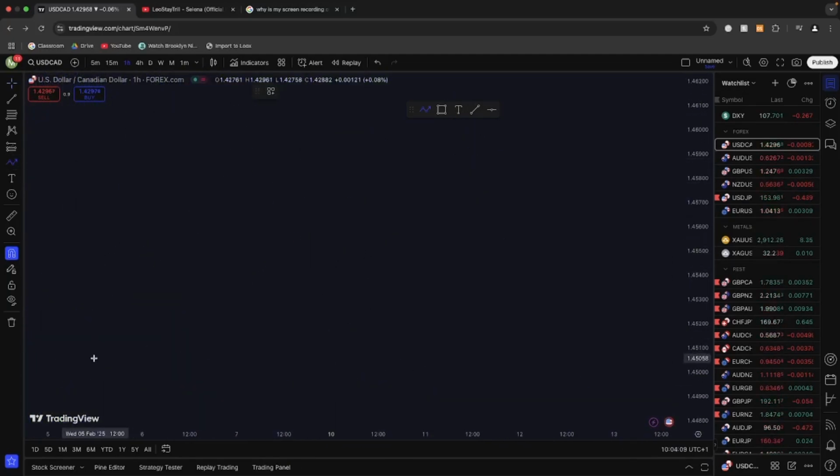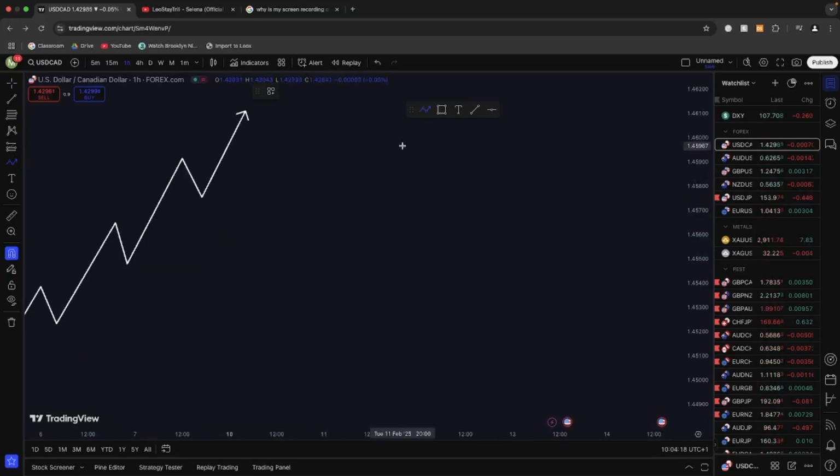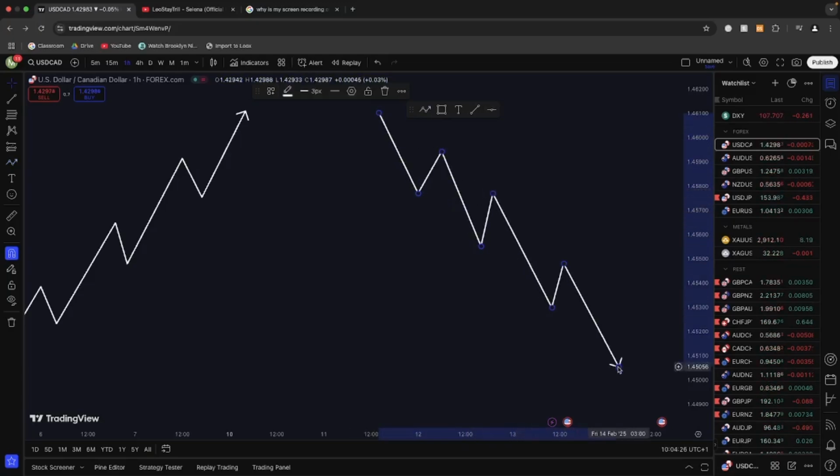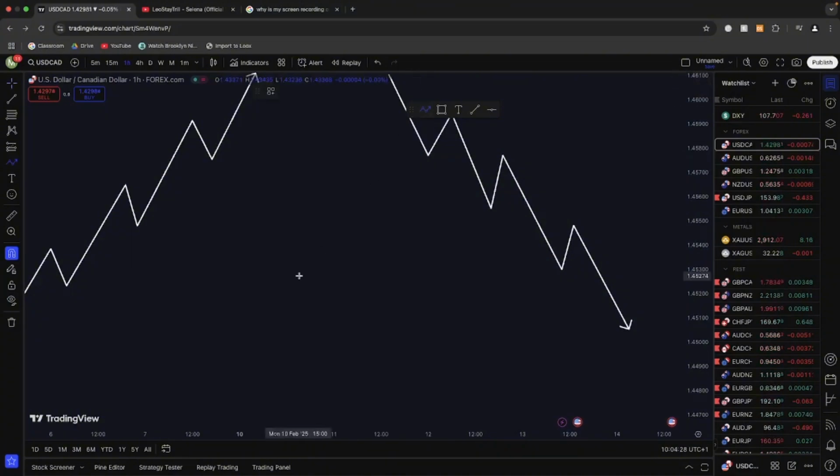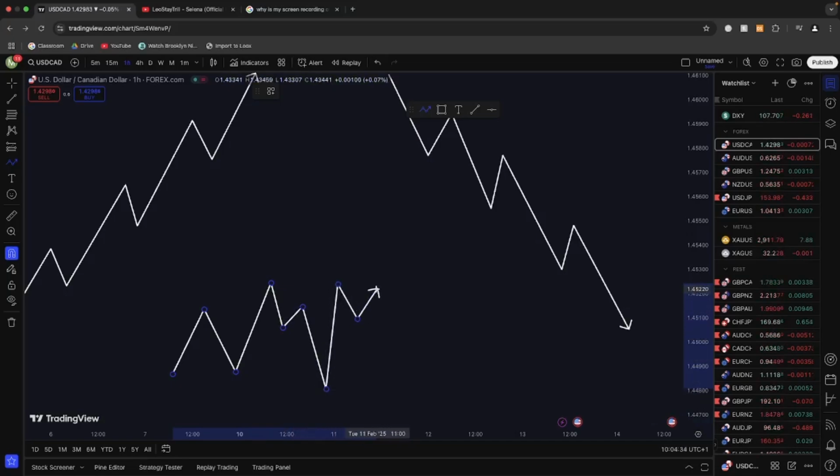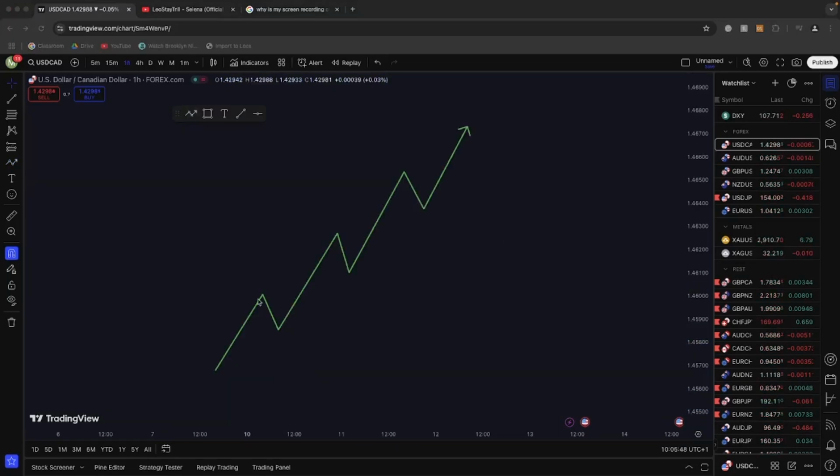We have an uptrend, which looks like this. We have a downtrend, which looks like this. And then we have a sideways moving trend, which looks like this. Okay, so let's go over an uptrend. An uptrend is just higher highs and higher lows.